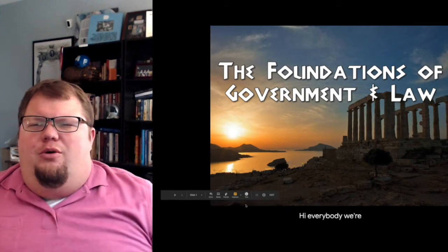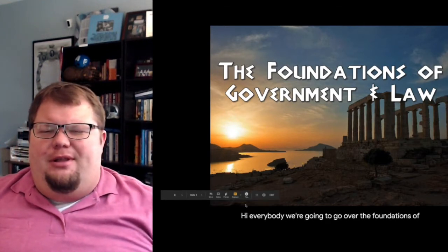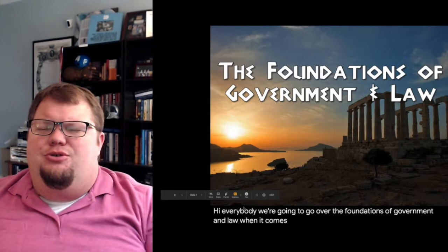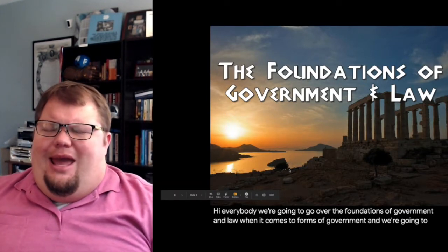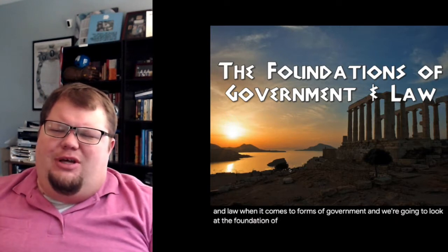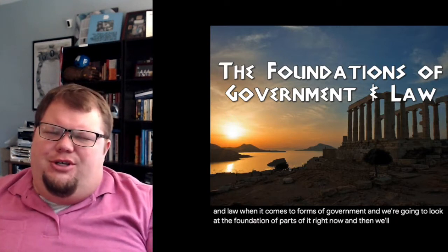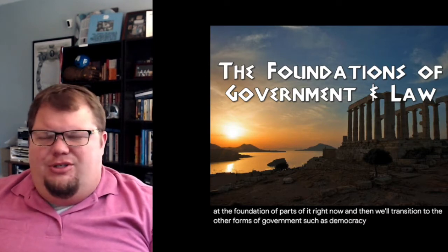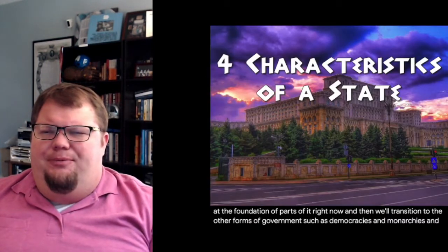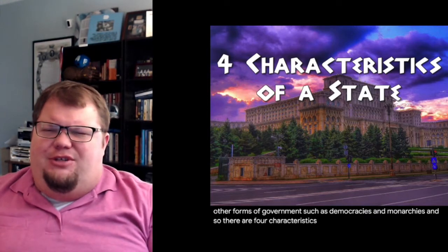Hi, everybody. We're going to go over the foundations of government and law when it comes to forms of government. And we're going to look at the foundational parts of it right now. And then we'll transition to the other forms of government, such as democracies and monarchies. And so there are four characteristics of a state that we're going to cover.